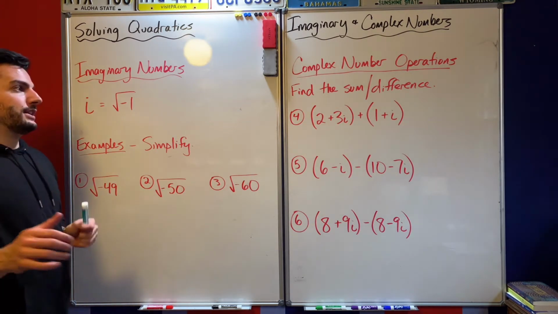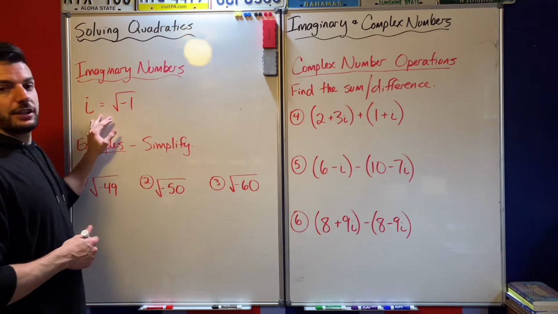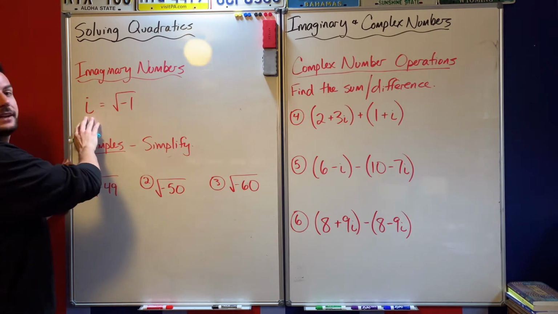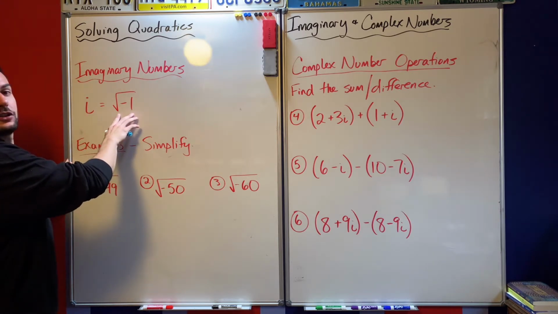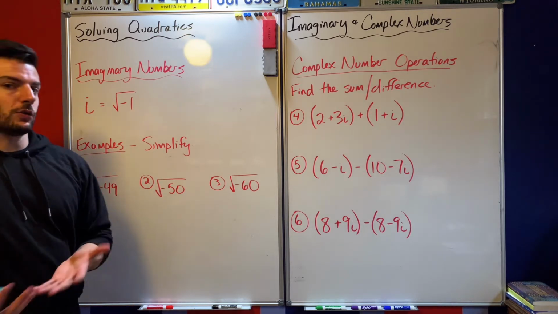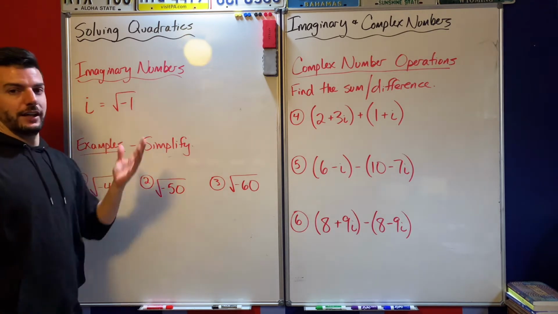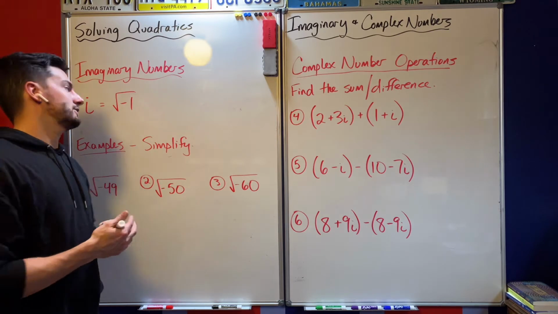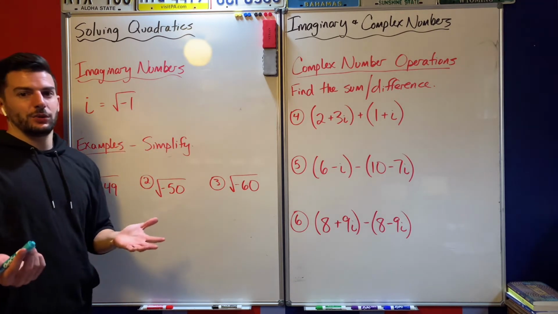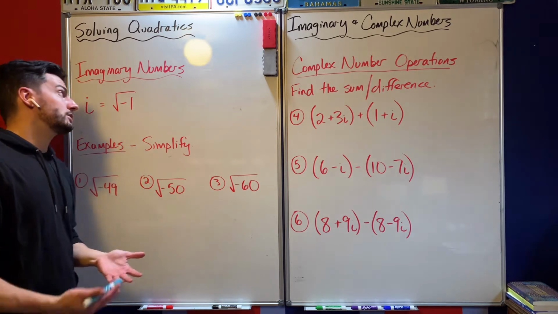What's it for? Why do we need it? So an imaginary number, we represent with the letter i, and we say that the unit i is the same as the square root of negative 1. Normally we can't take the square root of a negative. When we ask what number times itself equals negative 1, we couldn't say that, not with real numbers.